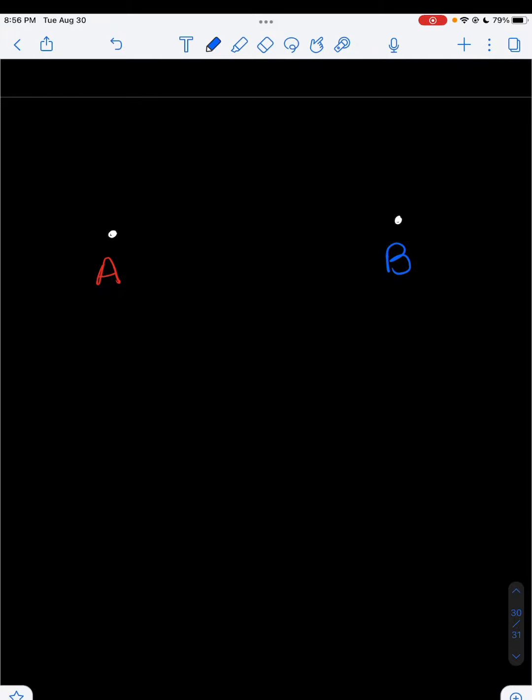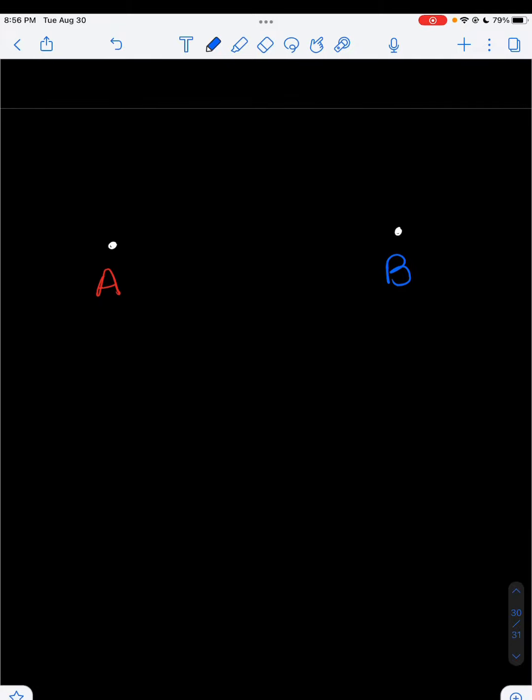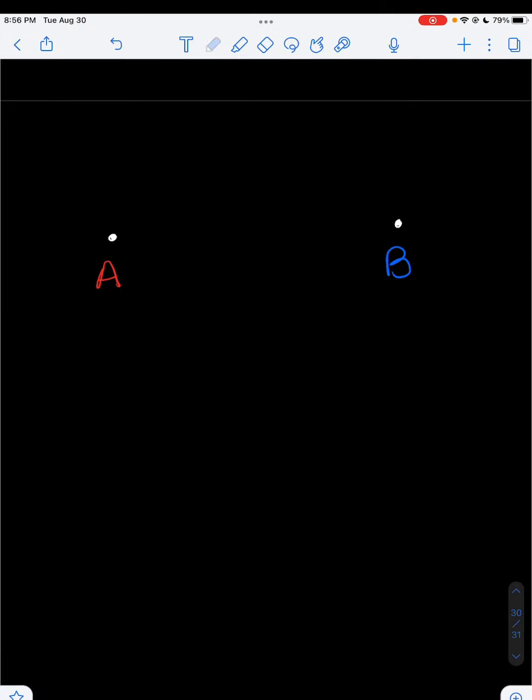We want to find the probability that the particle starts at point A, and then we measure it to be at point B. So it's initially at point A, and then we measure the particle again, and we find out that it's in point B. How do we calculate that?